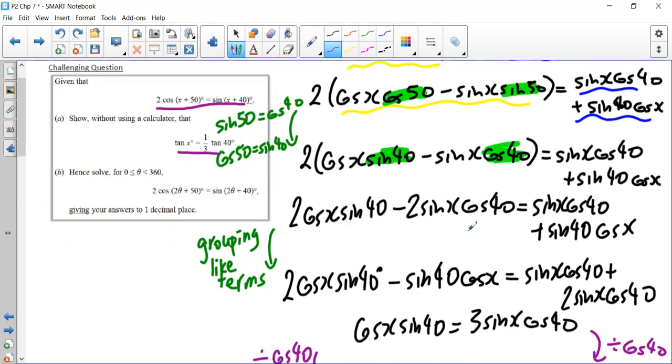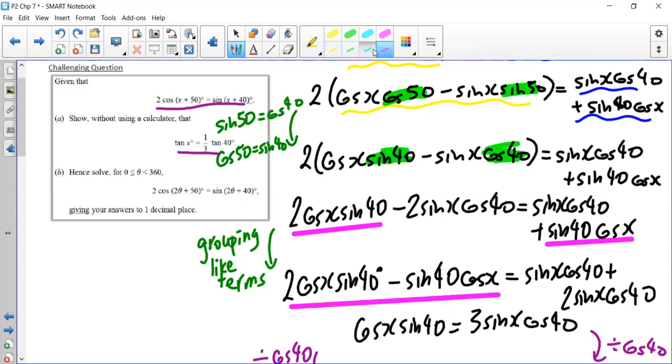Next, what you will see is actually there are two pairs of like terms. The first pair is 2 cos x sin 40. So cos x sin 40, you can see there's another one in there on the right hand side. So then what I did was bring them to the left hand side. Another one is the minus 2 sin x cos 40 and sin x cos 40. So I bring this to the right hand side, makes it a plus.